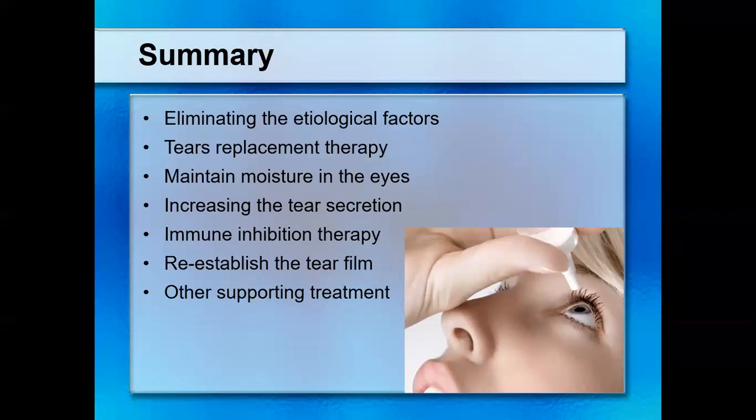Okay. And if a patient has dry eye, you have to give tear film replacement therapy in the form of drops, maintain the moisture in the eye, and increase the tear film secretion. The immune response has to be inhibited because autoimmunity leads to the dry eye. You have to re-establish the tear film.